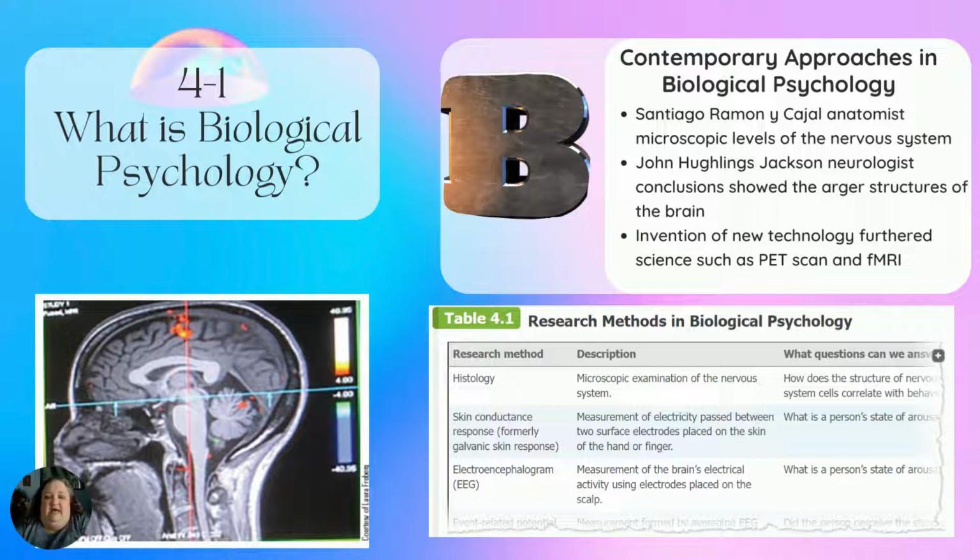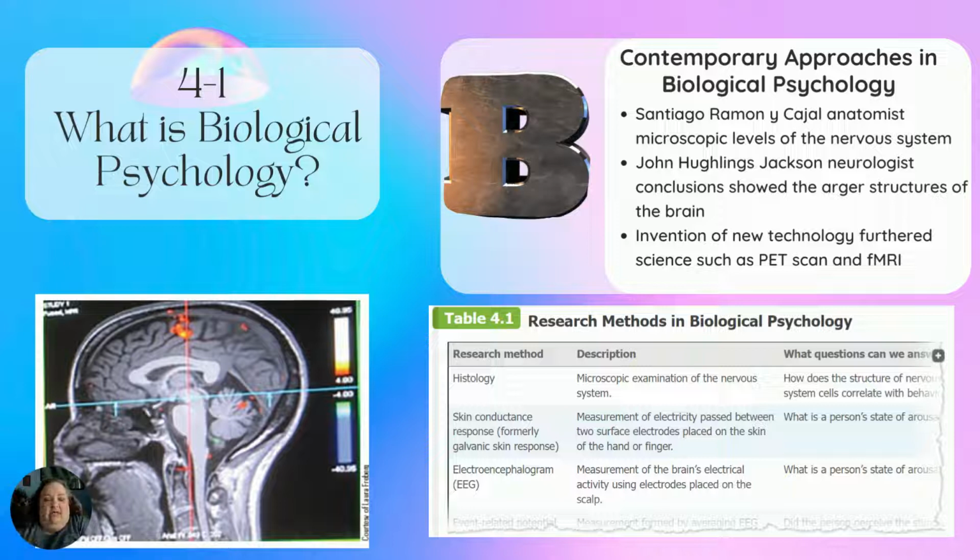Then in Section B, we have Santiago Ramon y Cajal. He was an anatomist, and he was the first person to look at the brain on a microscopic level, at the full nervous system, not just the brain. And then we have John Hughlings Jackson. He was a neurologist. He came to the conclusion showing the larger structures of the brain. And these two guys both received the Nobel Prize in Medicine for their work looking at the anatomy of the brain. I think it was in 1917 when they got that.